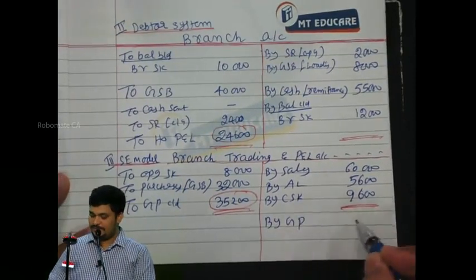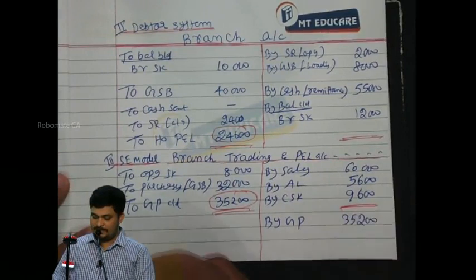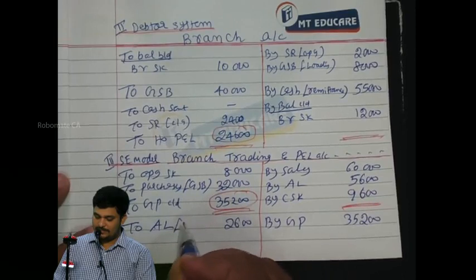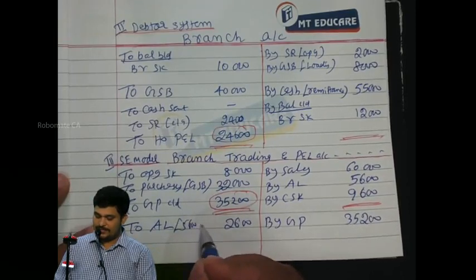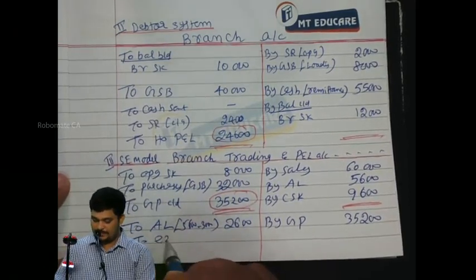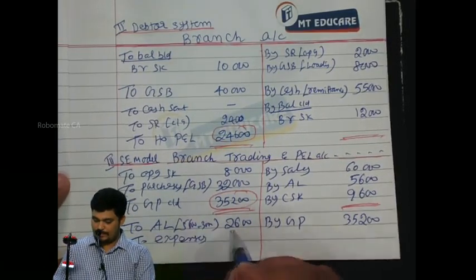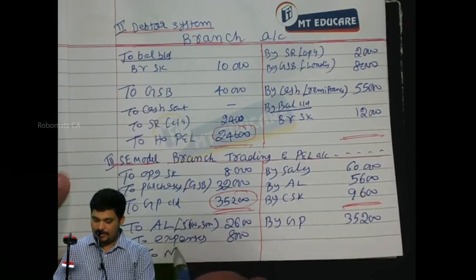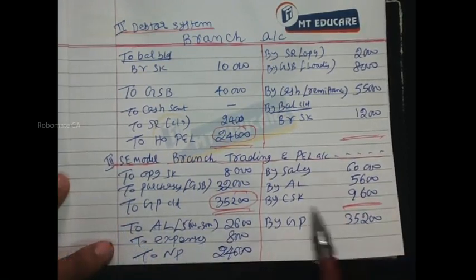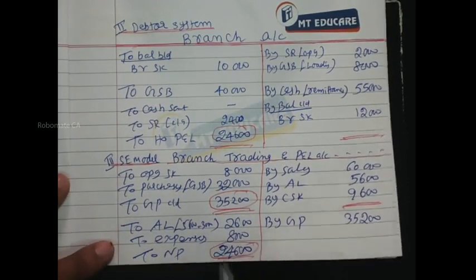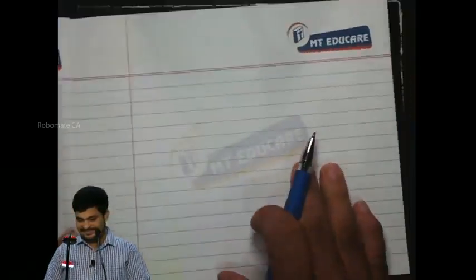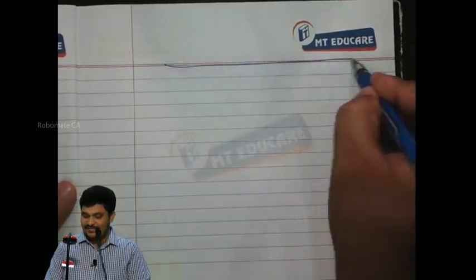Buy gross profit, 35,200. To abnormal loss, 2,600 (5,600 minus insurance of 3,000). To expenses, to net profit, 24,600. All the methods we are completing in your financial statements.